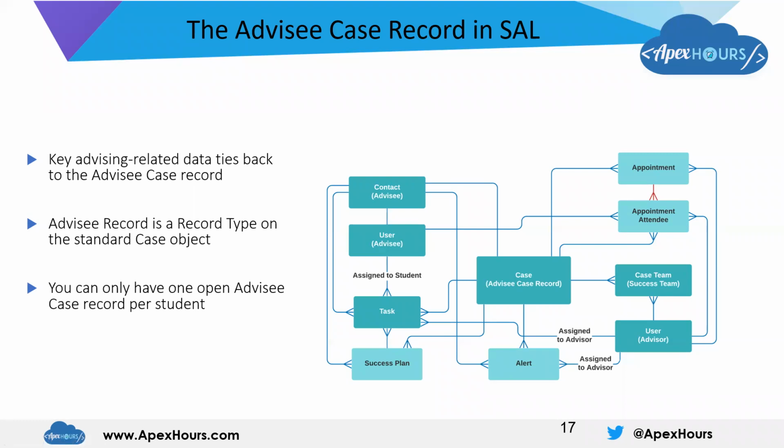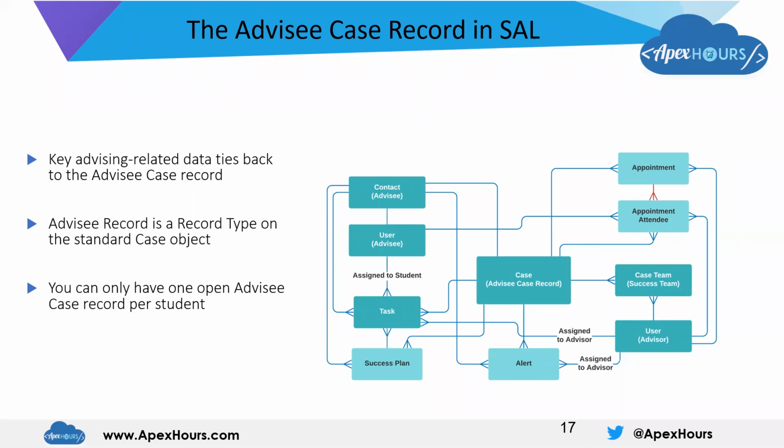And the last thing I want to talk about is the advisee case record. So we saw that one case for Sophia where I, as a logged in advisor, could see pretty much everything that relates to the student. You can see that the advisee case record is really the center of the universe. All of the advising related data ties back to the advisee case. And so the advisee record, again, is a record type on the case object, and you can only have one of those open per student.